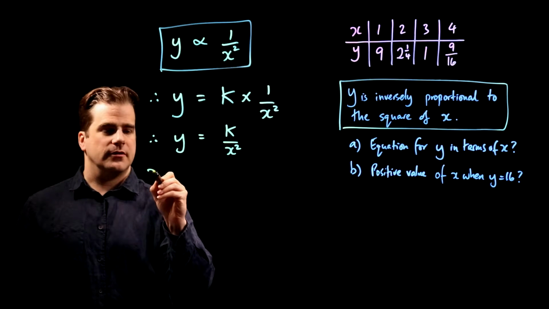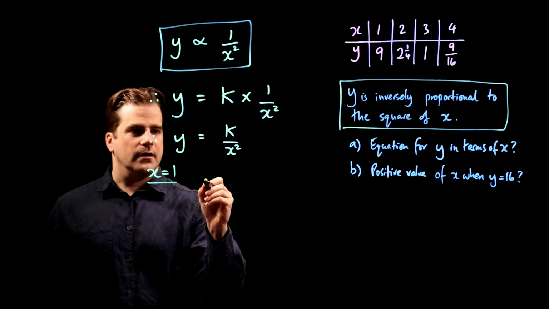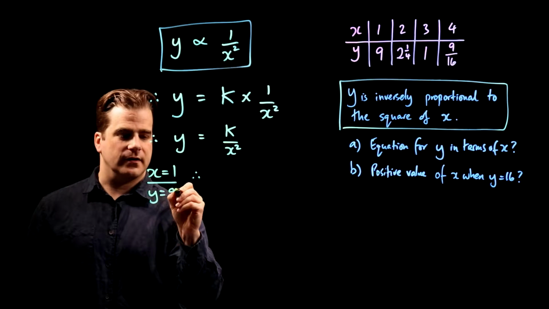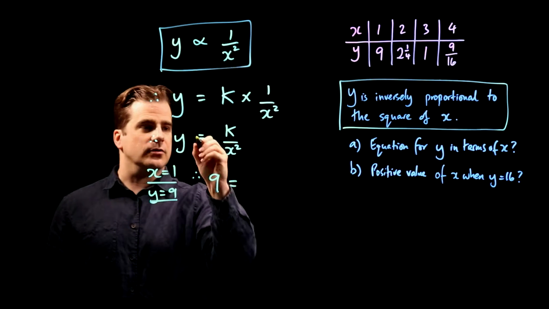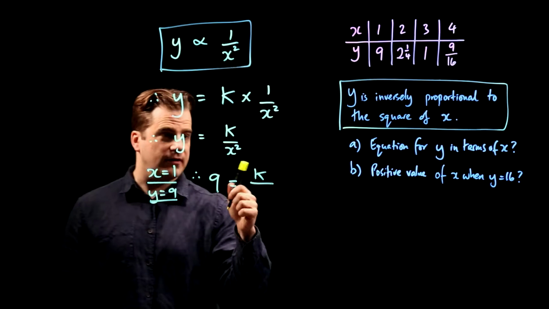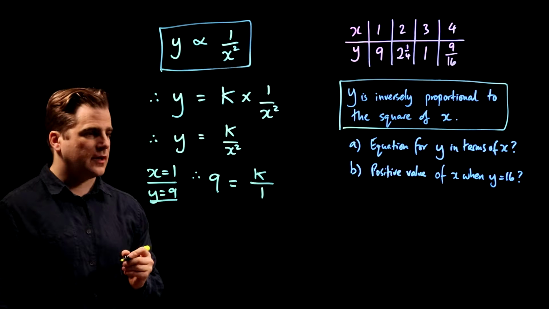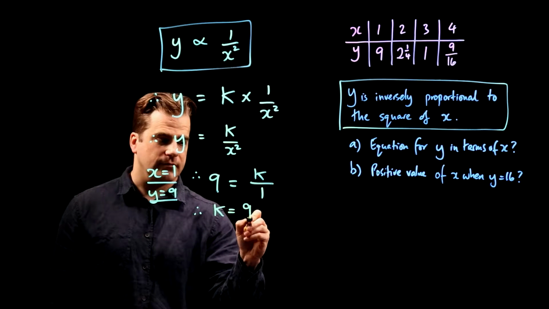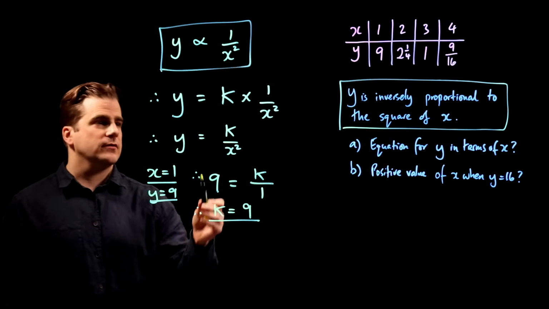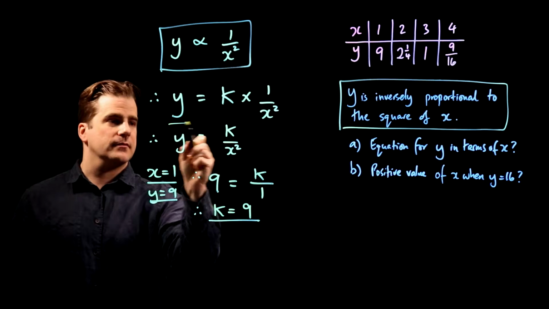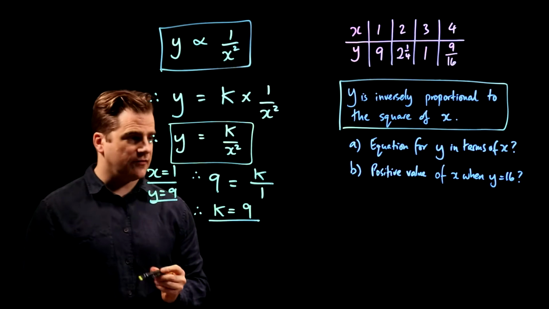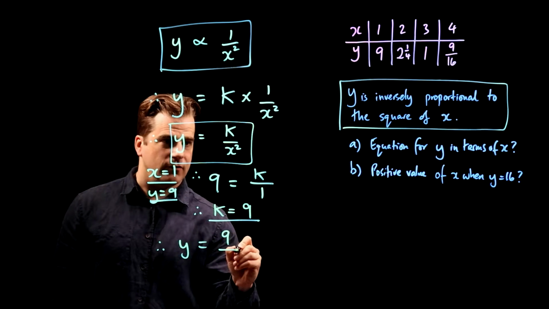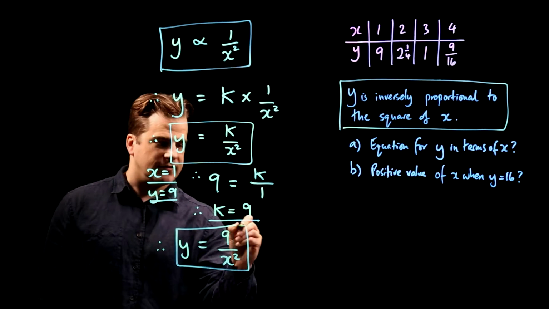So we choose x equals 1, and therefore, when x is 1, y is 9. So 9 equals k over x squared. X squared is 1, since 1 squared is 1. So k divided by 1 is just k, so we've found k, k is 9. So, we put that back into here, and we've got our equation for y in terms of x. Therefore, y equals 9 over x squared. That's the answer to part A.